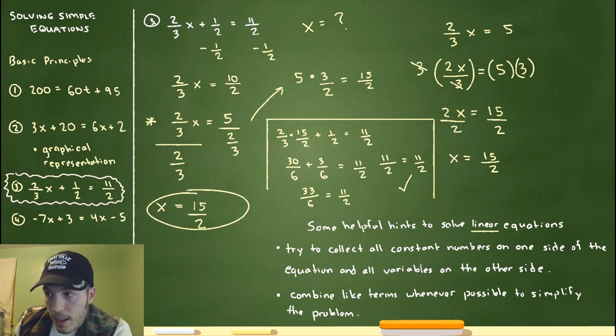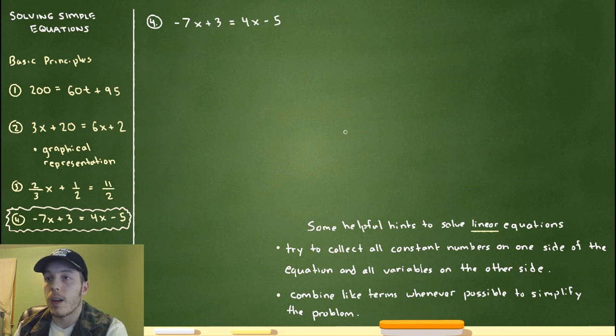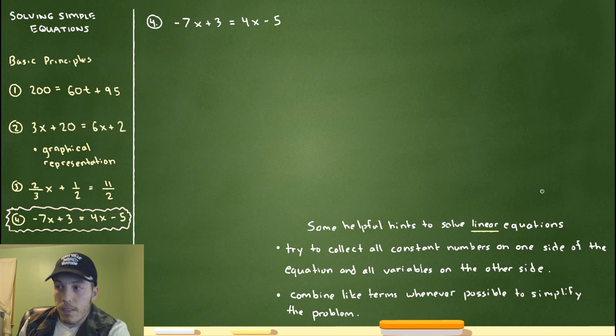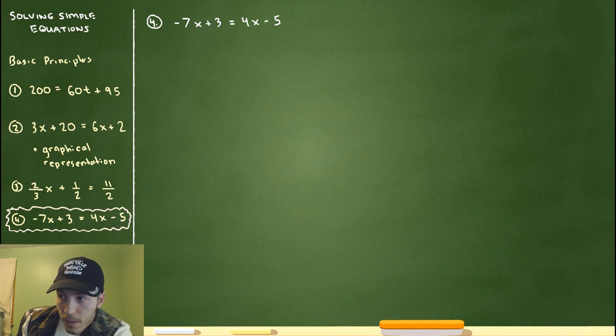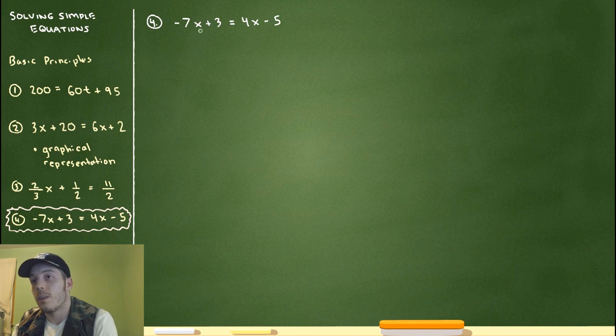Okay. And lastly, let's take a look at the last problem here. We have negative 7x plus 3 is equal to 4x minus 5. And let me hide those helpful hints here. Let's try to do this without the hints. See if we can remember what to do.